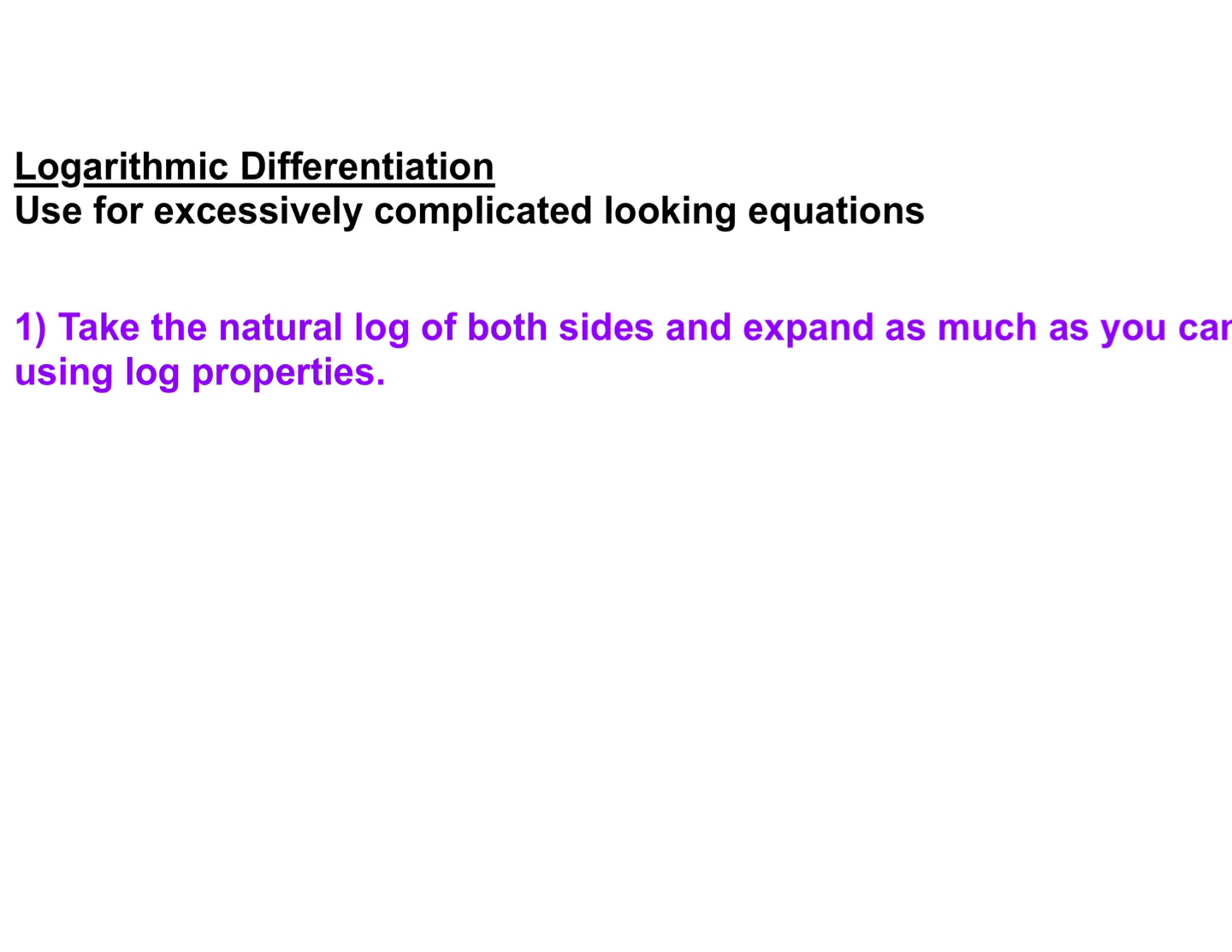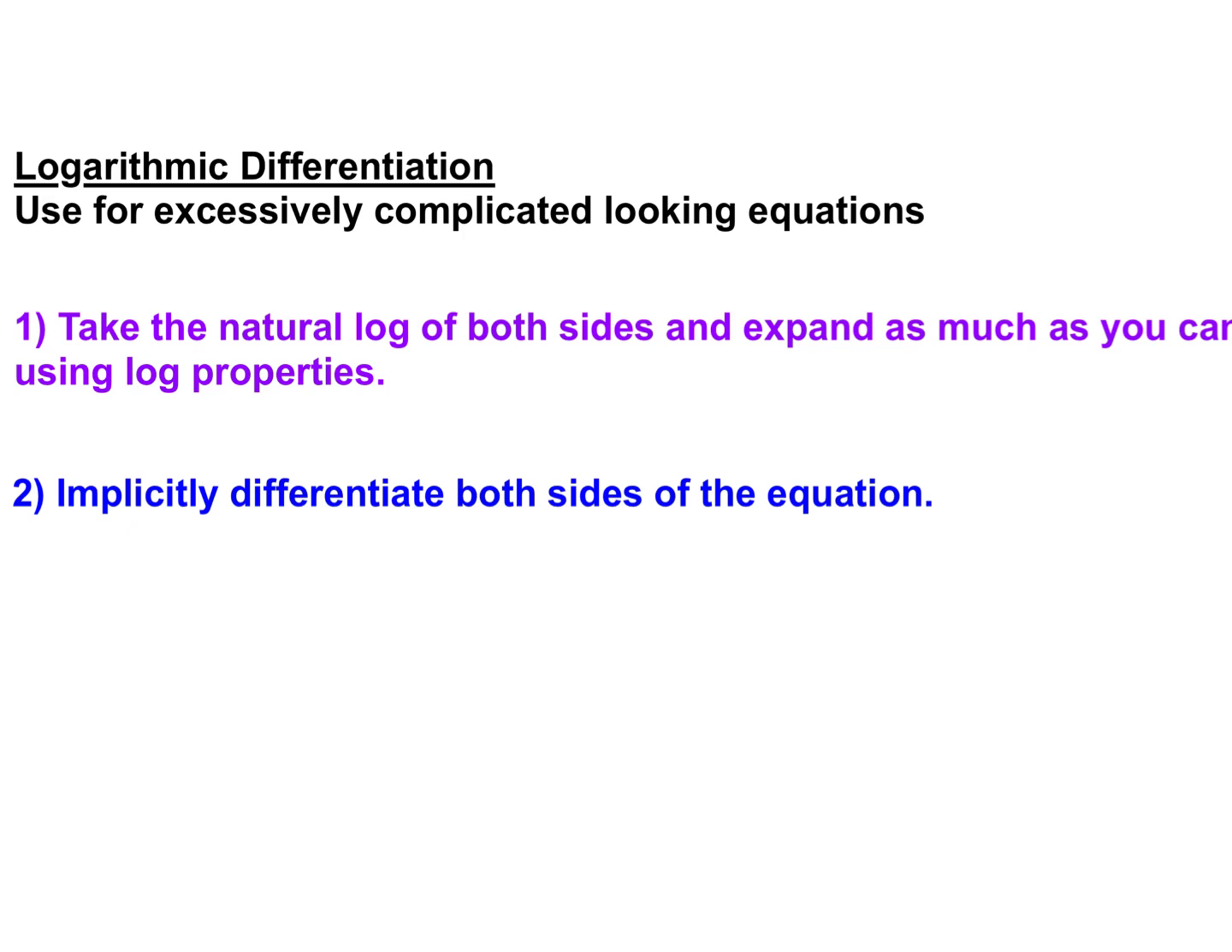All right, so after we do that, then you're going to differentiate both sides. And it's going to be implicit differentiation because we're going to have two different variables. And then from there, we just solve for dy/dx, and we're done. All right, let's get into these.